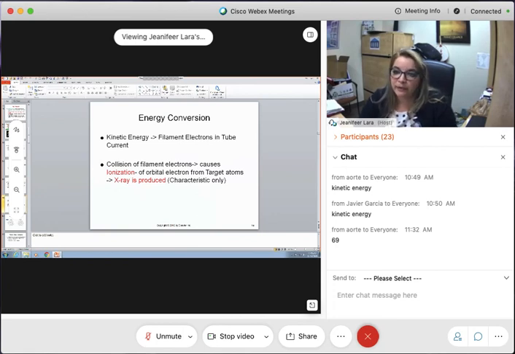Ionization, like Wani just told us, is the removal of an electron from its orbit. So the kinetic energy of the filament electron is traveling across the tube in tube current. There is a collision of the filament electron that causes an electron from the target atom, the target tungsten atom, to be removed. Only when that electron is removed, the process of ionization has occurred, and X-rays will emerge.